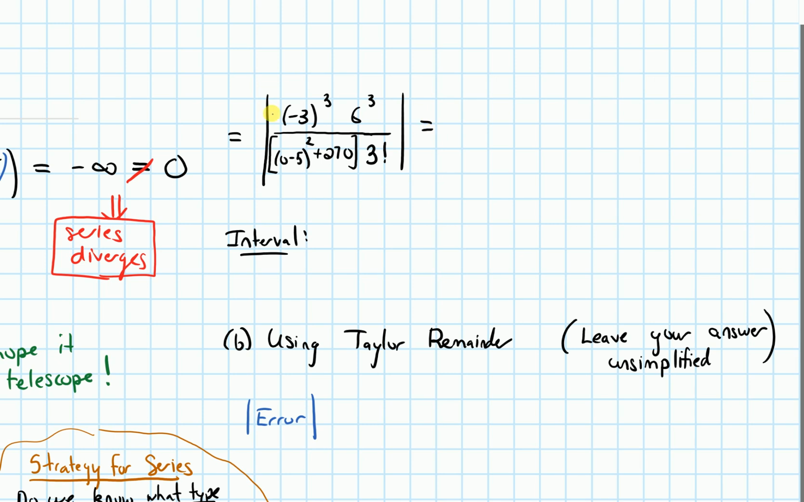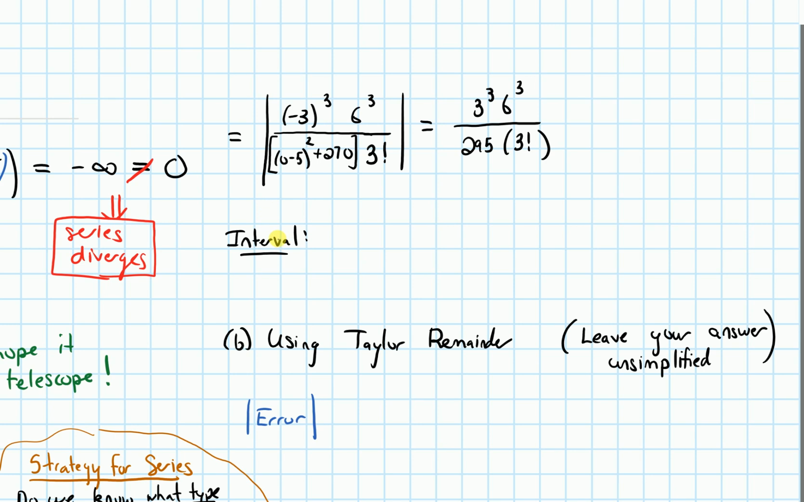All right, so now taking this absolute value, this negative goes away, and we'll get 3 cubed times 6 cubed on the top. On the denominator, negative 5 squared is 25. 25 added to 270, that's 295. So we get 295 times 3 factorial. So that is an upper bound for our error.